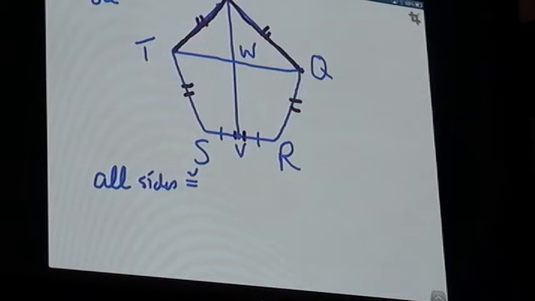Okay, so it's really easy to do with P because you already have that it's equidistant from T and from Q. So once you've said that all the sides are congruent, then you can say P is on the perpendicular bisector because it's equidistant from T and Q. So you're going to write this down as a step.